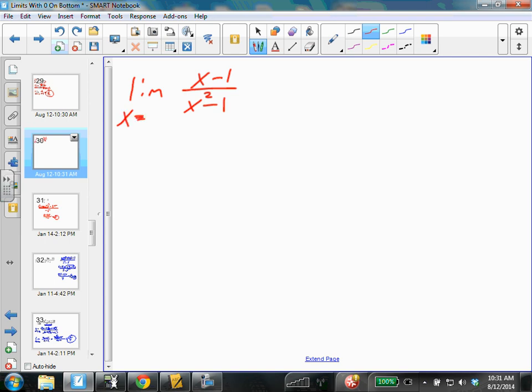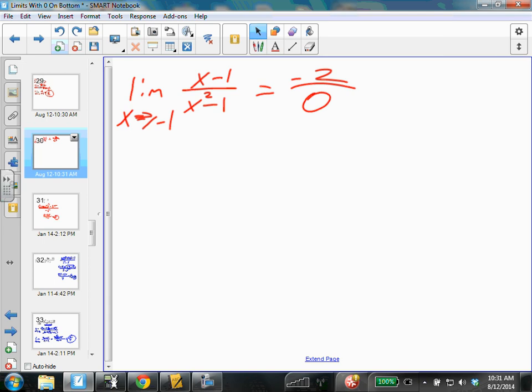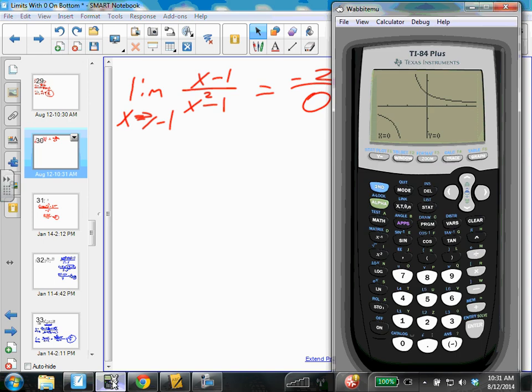Let x approach negative 1. Well, at this point, when we let x approach negative 1, you plug in negative 2, and what are you going to get on the bottom? 0. So 2 over 0. And if you look at our graph, you can see coming at negative 1 from the left, you're going from the right, you're going to.